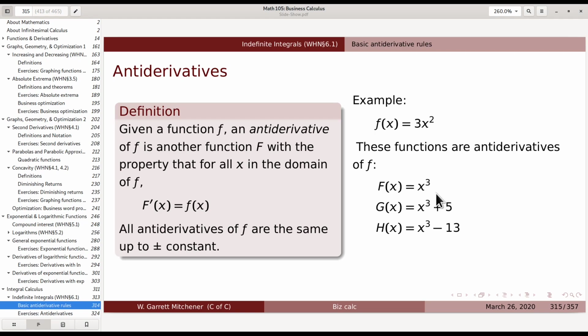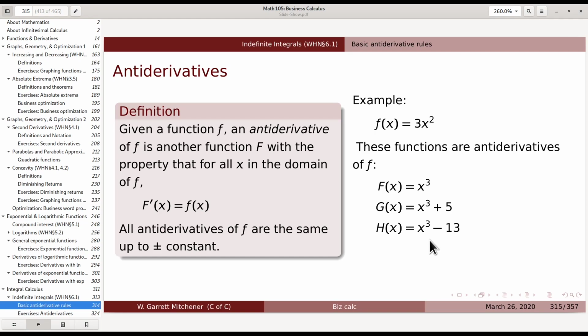And you can check that this is an antiderivative of little f because the derivative of x cubed is 3x squared. But if you look at this next function, big G of x equals x cubed plus 5, well, the derivative of big G of x is 3x squared plus 0, because the plus 5 contributes plus 0 to the derivative. Same thing happens with big H of x. If big H is x cubed minus 13, the derivative of big H is 3x squared.